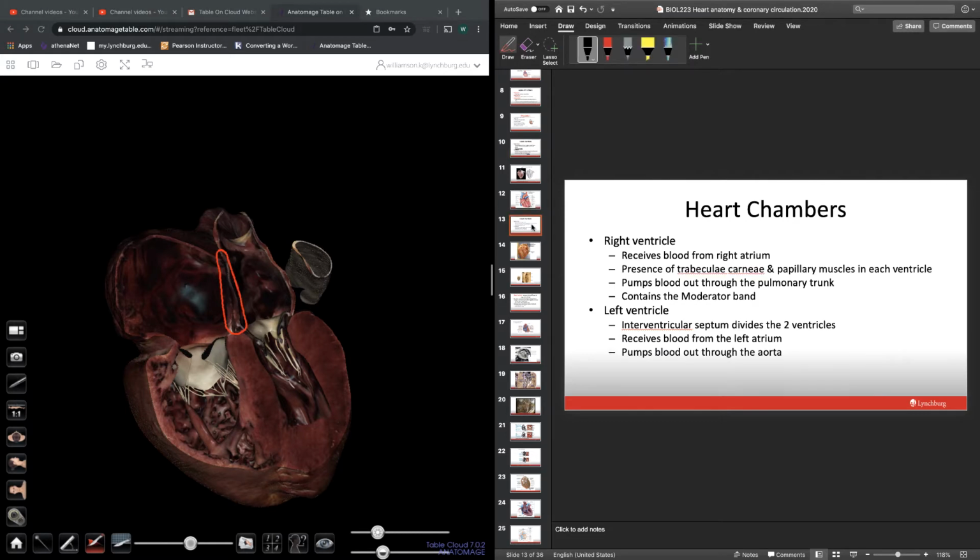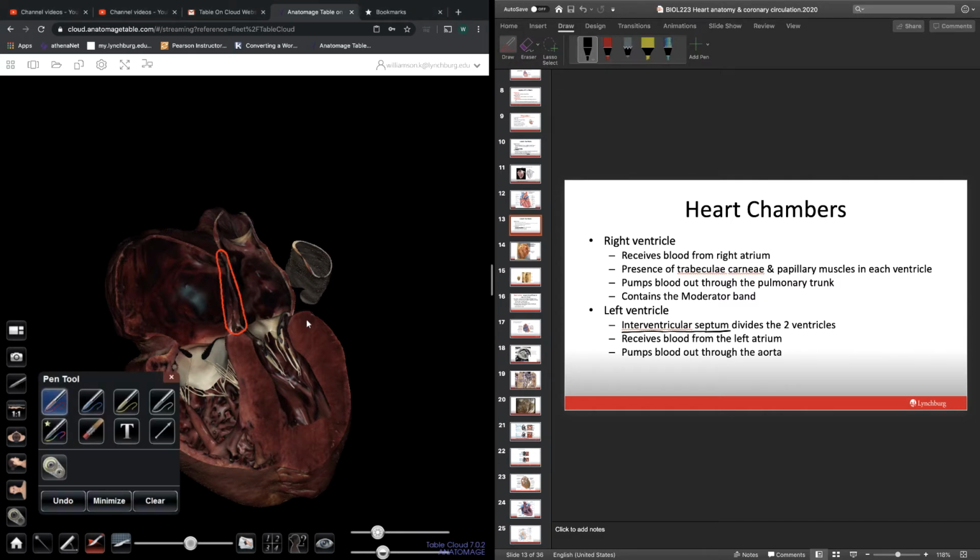Now, some other structures that are important. If we come down to our ventricles, we have a very similar setup. So we have an interventricular septum, and septum means wall. And so we're going to see the same thing here in the ventricles. We're going to have this interventricular septum that's separating the 2 walls of the ventricles.